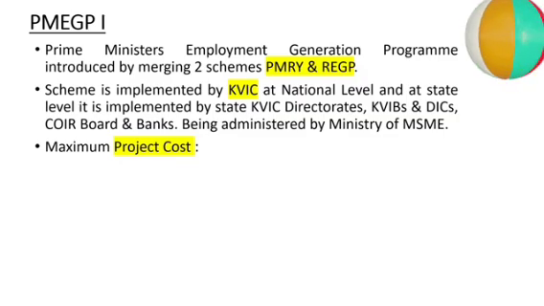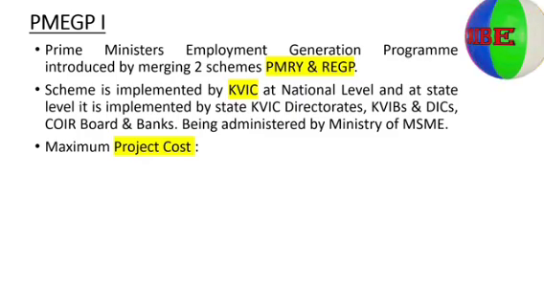Then this scheme is implemented by KVIC at the national level, and at the state level it is implemented by KVIC directorates, KVIB and DICs. Then the Core Board also, and banks are being administered by the Ministry of MSME.